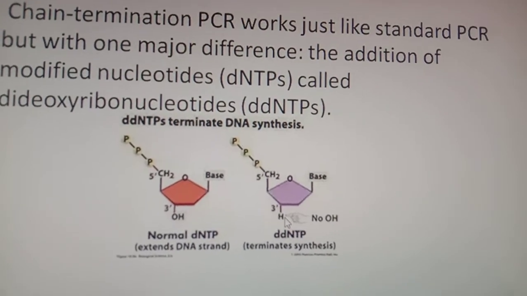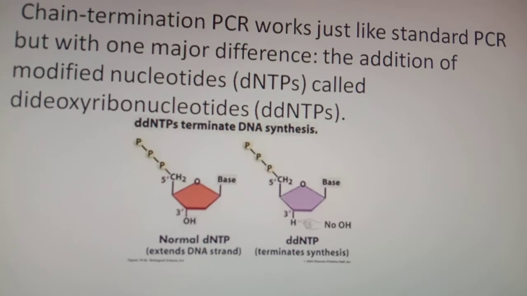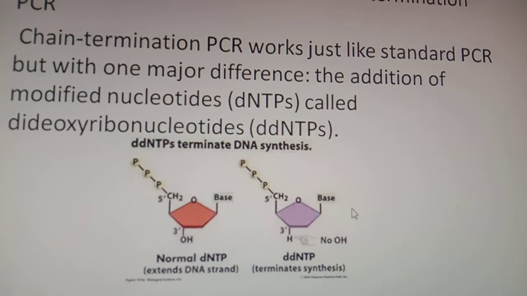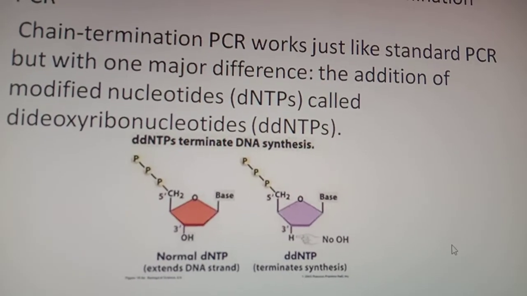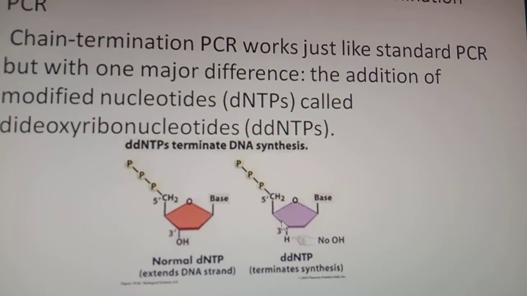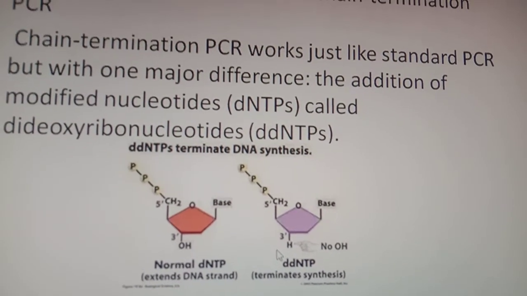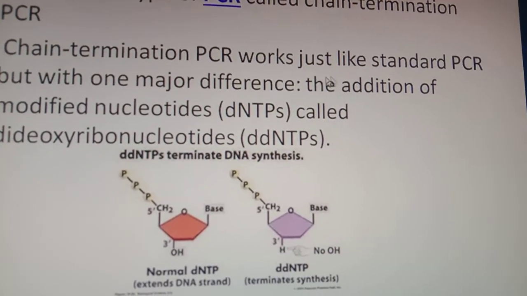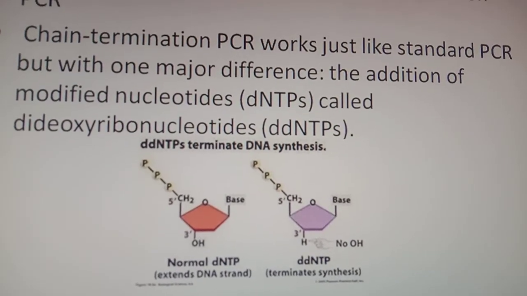Because of this lack of oxygen, whenever this particular ddNTP is incorporated, a new nucleotide won't bind to it, and at that position, complementary to the template sequence, it will stop adding the dNTPs and the extension of the chain terminates. That's why it is known as the chain termination method. This is the first step in Sanger's method of sequencing.